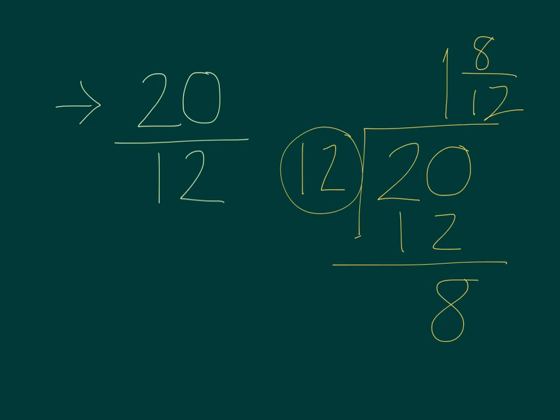I'm looking at that number though, and I see that 8 and 12 have something in common. They both have 2 in common, but they also have 4 in common. So I'm going to divide both the top and the bottom by 4, and my whole number needs to stay there.